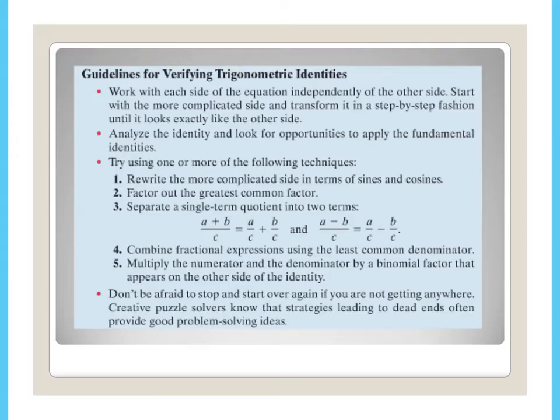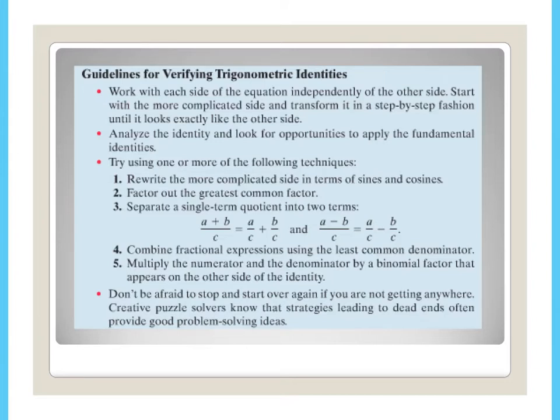So this is guidelines from your book. Work with each side of the equation independently of the other side. So usually you can work one side down to hit the other side. Not always, though. Sometimes you got to work both sides. Sometimes you can even move things from one side to the other. It doesn't matter, as long as you're at the end getting the left side to equal the right side, okay?